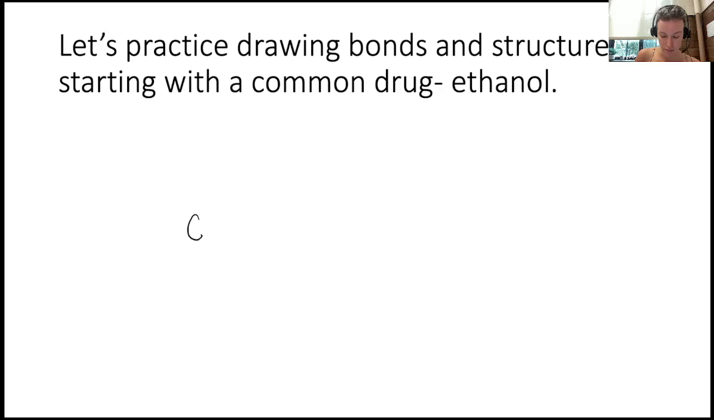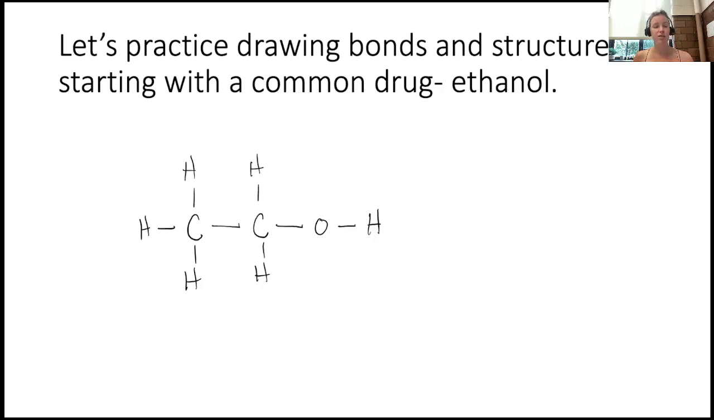So ethanol has two carbon atoms bound to each other. The first carbon atom is bound to 3 hydrogens. The second carbon atom is bound to 2 hydrogens. And then finally, off of that carbon atom is 1 oxygen, and off of that oxygen is 1 hydrogen.